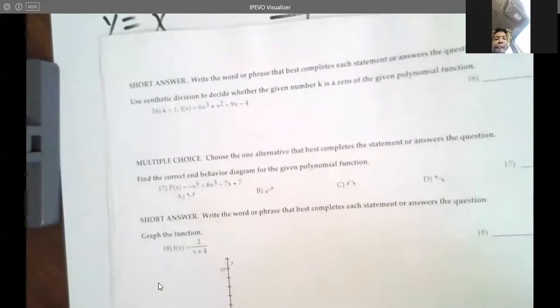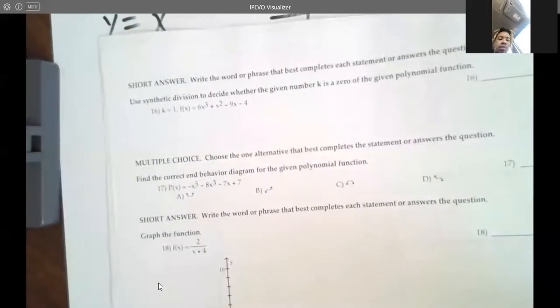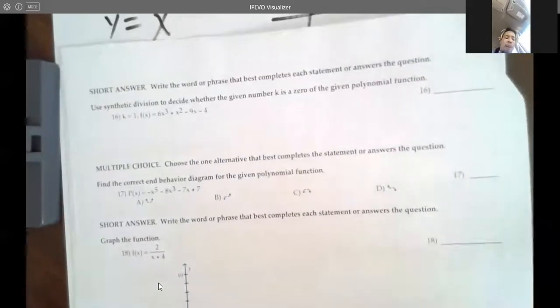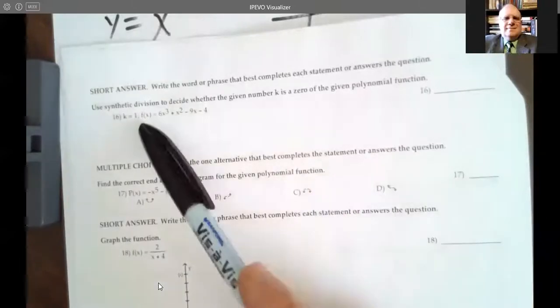Do you want to see another example? I'm good for now with that. I finally understood. All right. So do you need to see 16?